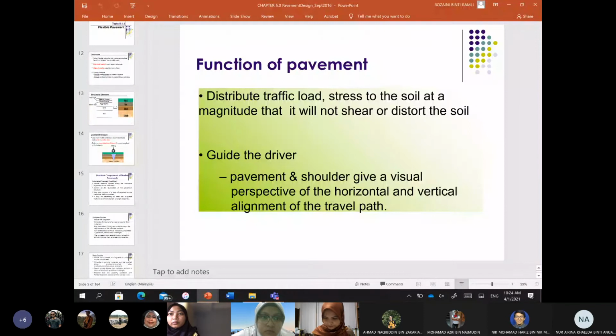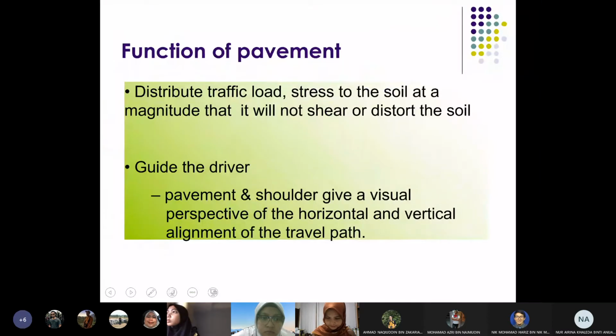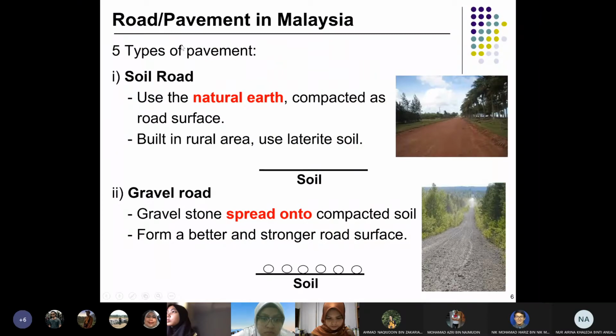Okay, so kita dah tengok what is the function of the pavement. Okay, we go to the next one. Alright, this is types of road or pavement in Malaysia. Yang ni daripada zaman sebelum independent lagi, maksudnya pre-independent era, sampailah post-independent era, jenis-jenis jalan apa yang kita ada dekat Malaysia ataupun all over the world.